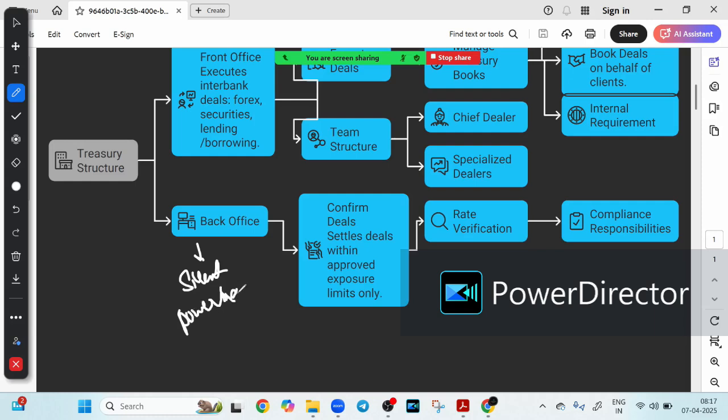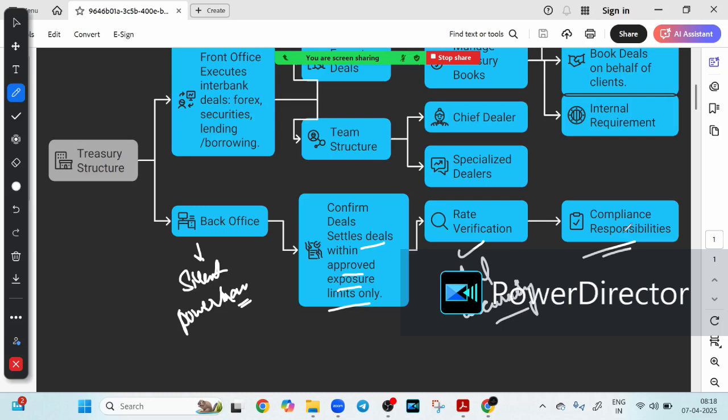Let me explain. This system ensures that all the deals are confirmed and settled within the bank's approved exposure limit. Whatever deals there are, they are confirmed and settled within the bank's approved exposure limit. They also handle rate verification to check the deal accuracy, how accurate the deal is. Furthermore, there is compliance responsibility. They ensure that everything aligns with internal and regulatory norms. That is called compliance responsibility.